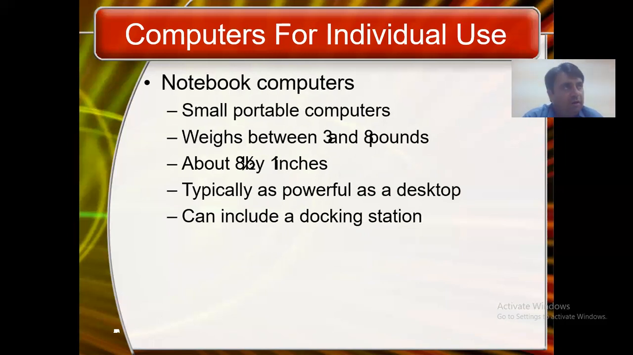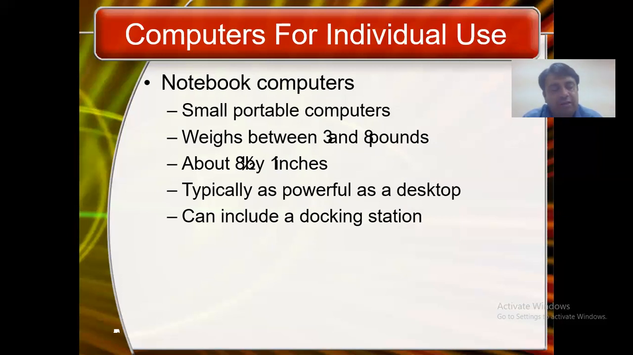The third form for individual use is your notebook computers, which we call laptops. They are portable computers, smaller in size as compared with desktop computers. So we say that they are small portable computers, and normally the weight lies between 3 pounds to 8 pounds, and the normal size starts from 8 inches to 17 inches. You can find a laptop computer in the market. Typically, it is as powerful as a desktop computer, and older versions of the laptops did consist of a docking station that is used for gaming purpose.